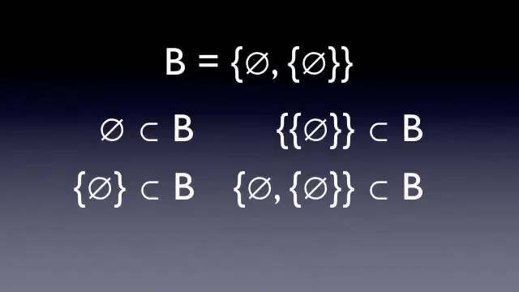Notice that when we are dealing with the empty set, we don't use braces to indicate that the empty set is a subset of A. This is because the empty set is already a set, and when dealing with a set that contains the empty set, we only use one pair of braces.